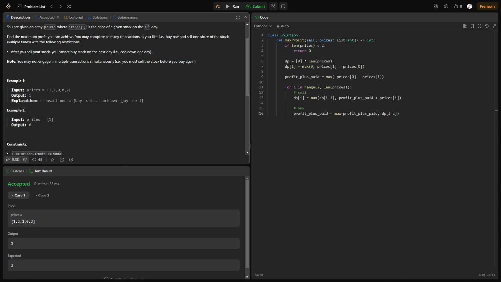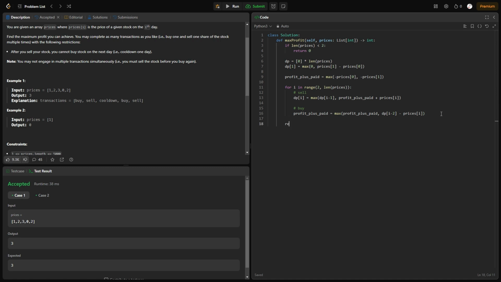So we can't use, for example, if we want to buy at this timestamp, we have to go back 2 timestamps to calculate the profit here, since after selling it, there's going to be a cooldown day. So that's why we're doing dp[i - 2]. And now we're going to buy. Buying the stock means we're paying for the stock at the current price. So for profit plus paid, the amount paid is going to be negative, that's going to be minus prices[i]. So this is essentially the buy option.